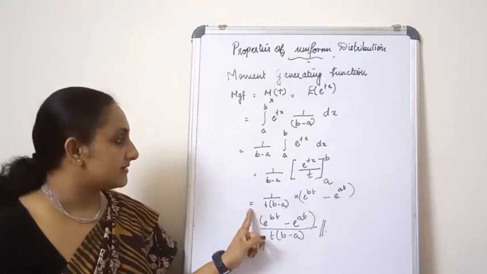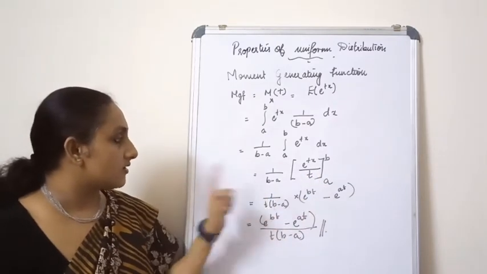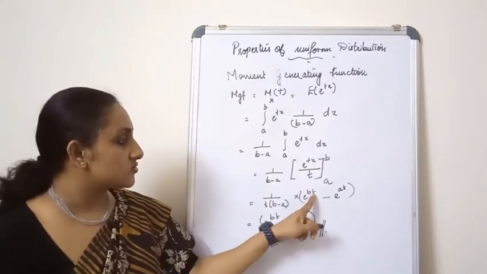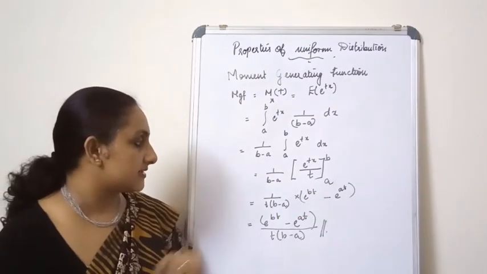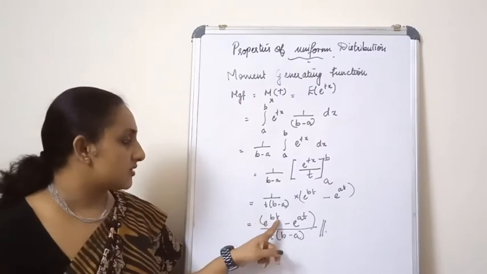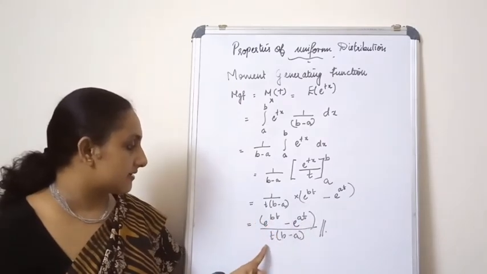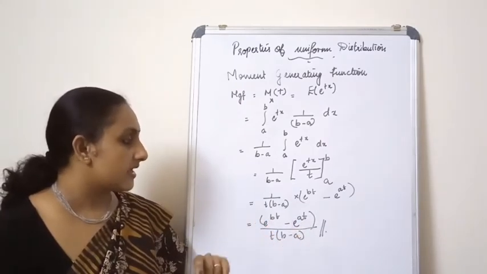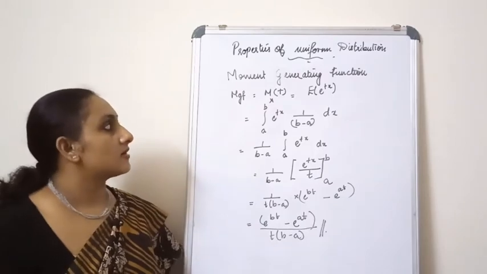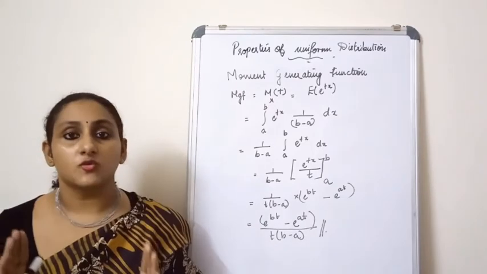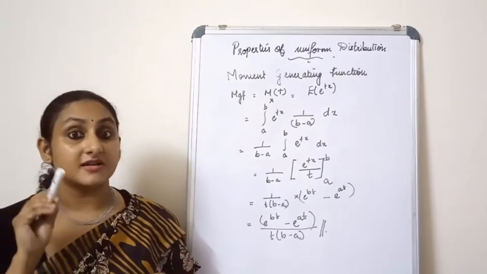Now how can I write this? I take this t also outside, so what will I get? E raised to bt minus e raised to at. So that is equal to e raised to bt minus e raised to at divided by t into b minus a. Now this is the MGF, or moment generating function, of your uniform distribution in the continuous scenario.